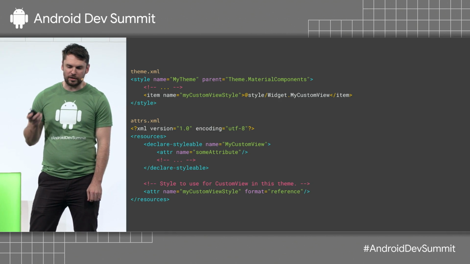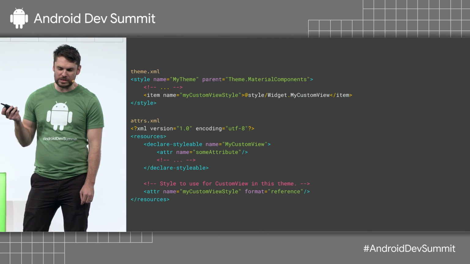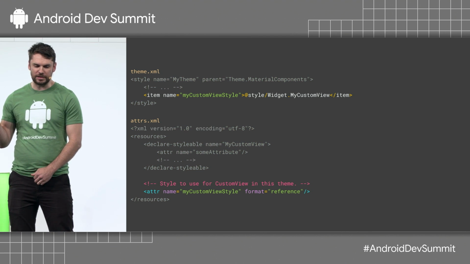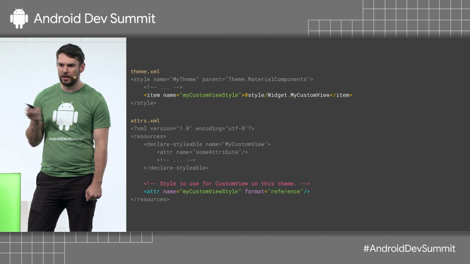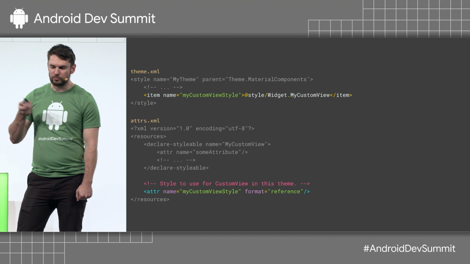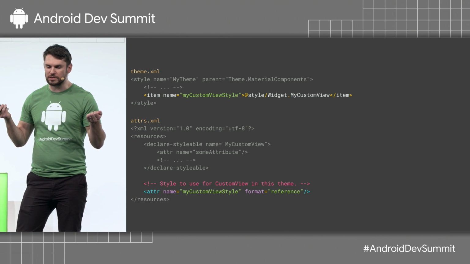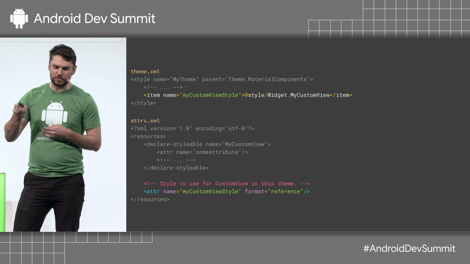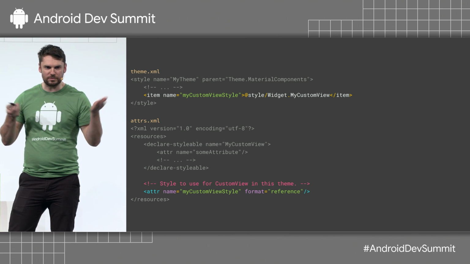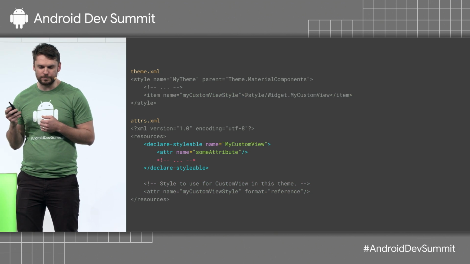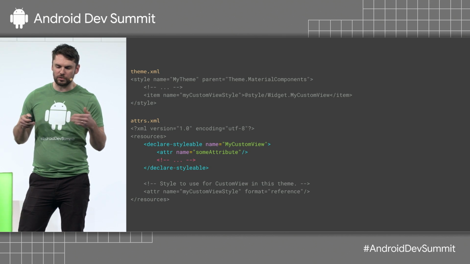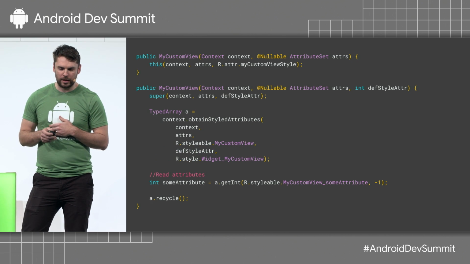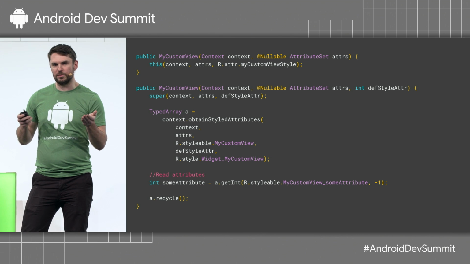Here we have a definition of a theme and some attributes. Here we're creating a default style attribute and setting it in our theme. So we have this myCustomViewStyle, and we're setting it to this Widget.MyCustomView style that we've defined somewhere in our theme. So any components that use this myCustomView will use this style by default. You also can create a stylable, which holds a few different attributes. And then you just need to use these in the constructor.